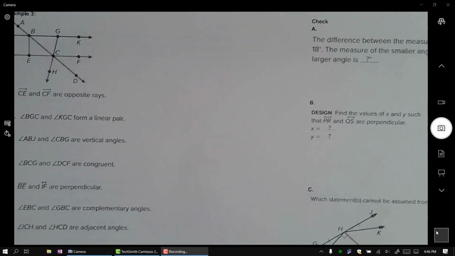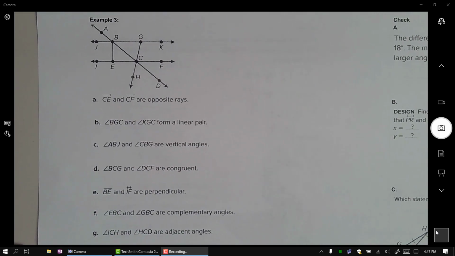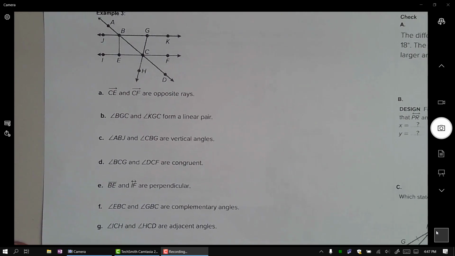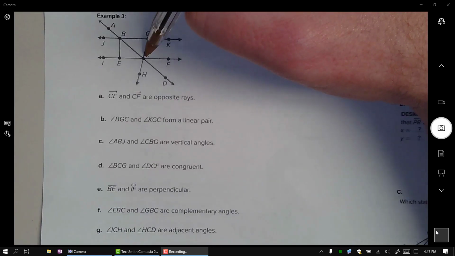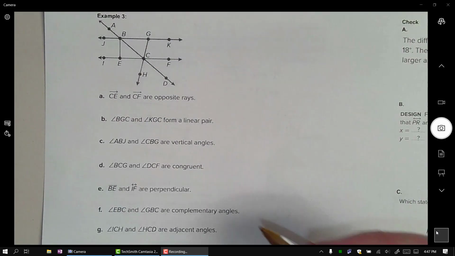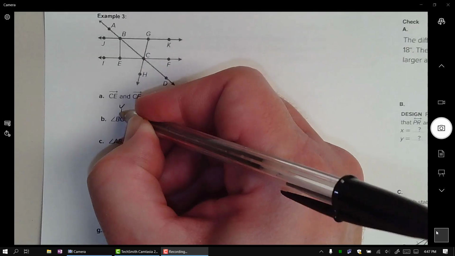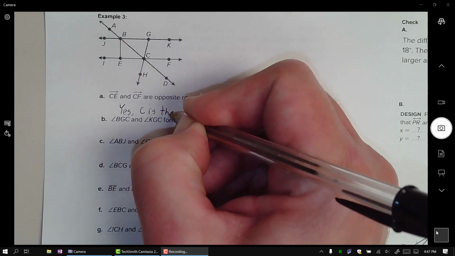For my next example, I want to use this diagram that it gives me, and I want to see what can I assume and what can I not assume from this diagram. So let's start off with the first thing. Can I assume that CE, so CE right here, and CF are opposite rays? Yes, I can assume that. C is the endpoint.